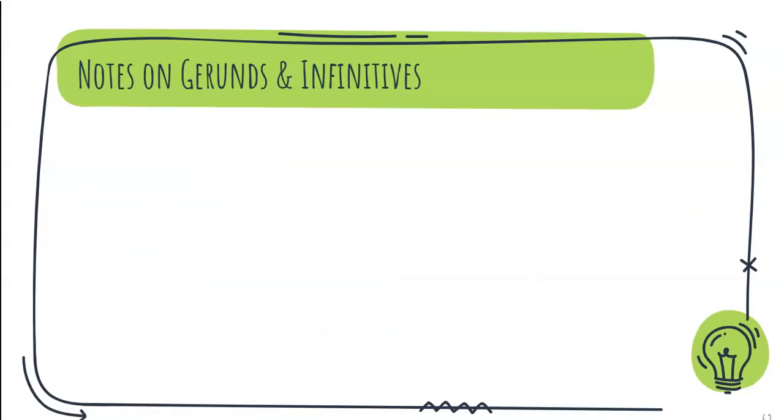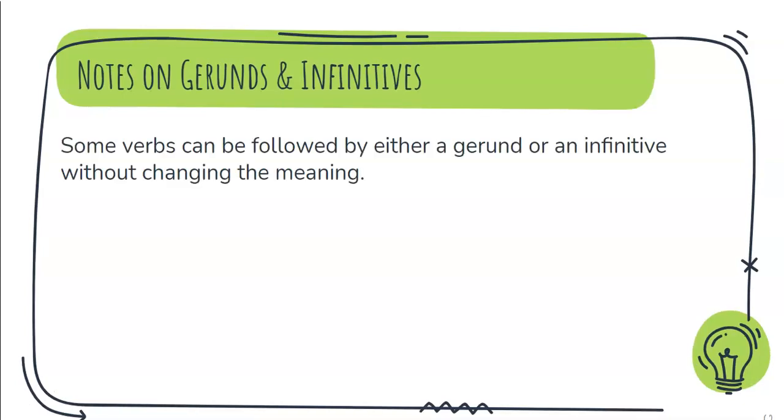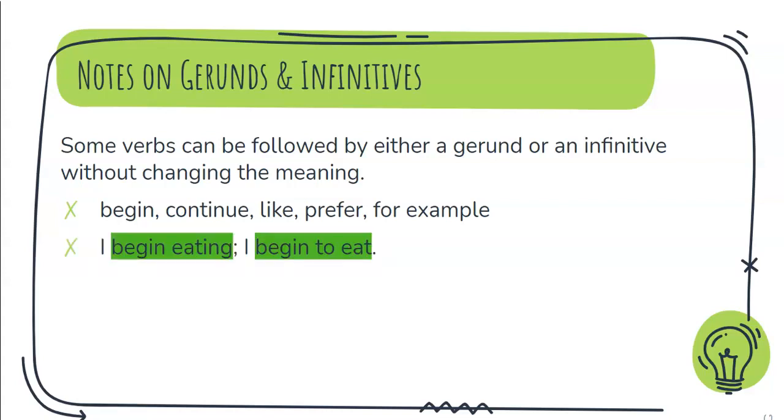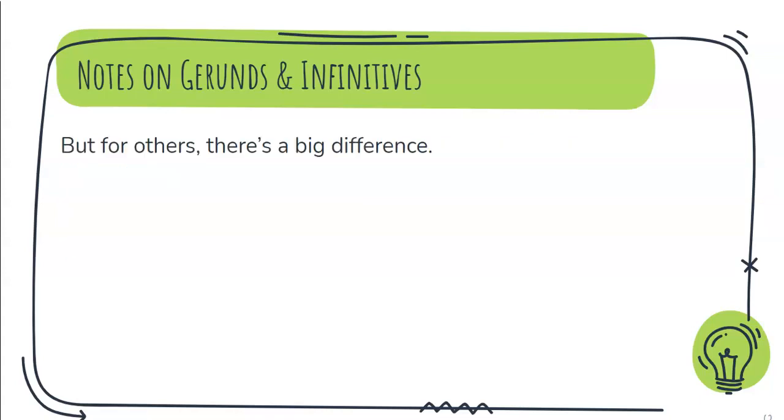Now that we've nailed down the basics on gerunds and infinitives, let's look at a couple of things about their use. Some verbs can be followed by either a gerund or an infinitive without changing the meaning, such as the verbs begin, continue, like, and prefer, for example. I begin eating is pretty equivalent to I begin to eat. However, with some verbs, there's a big difference, as in the case with forget, remember, and stop.